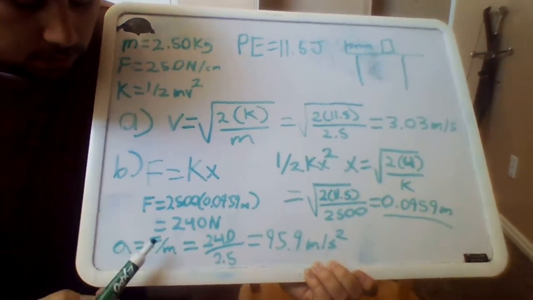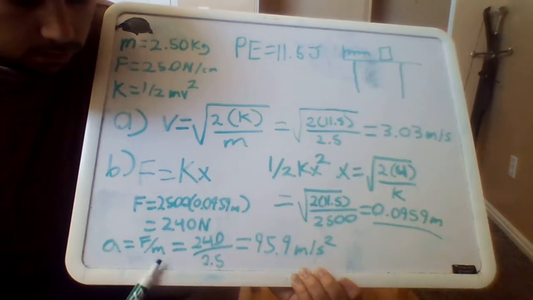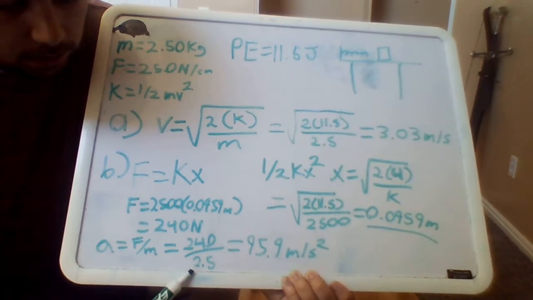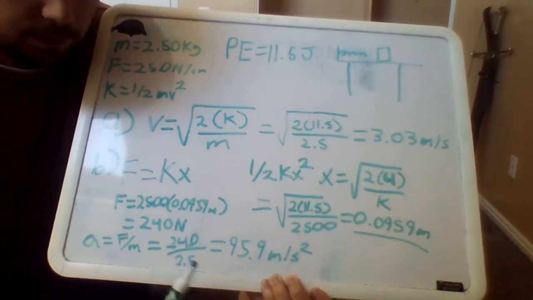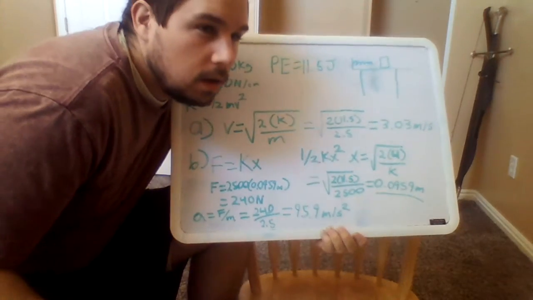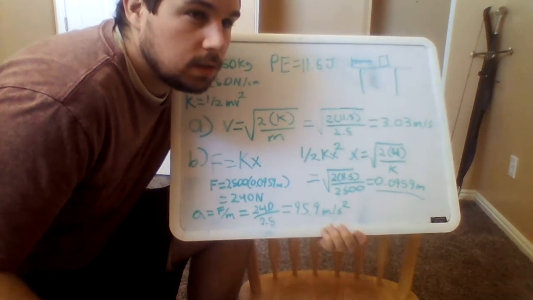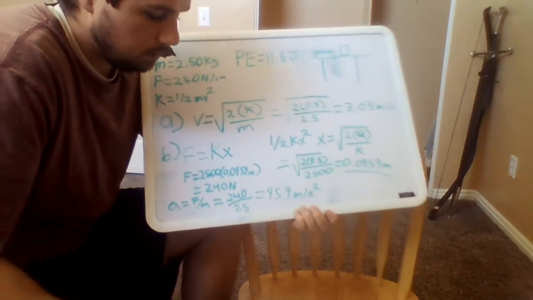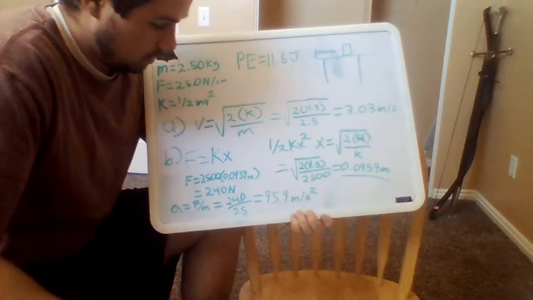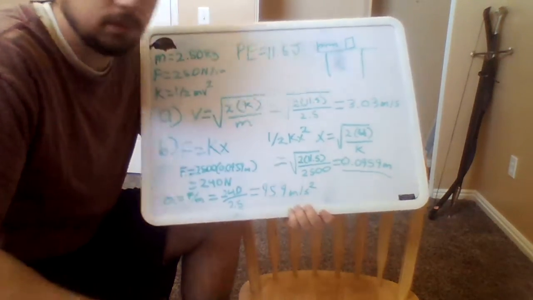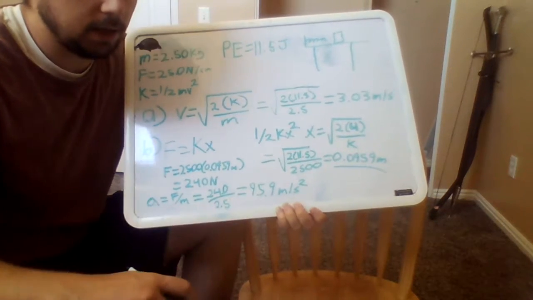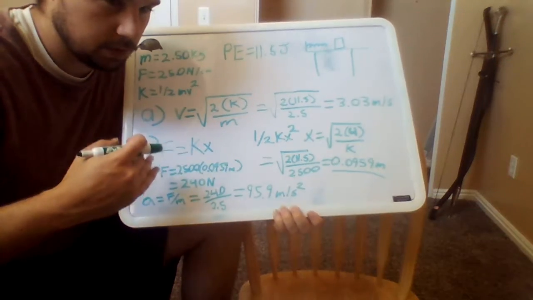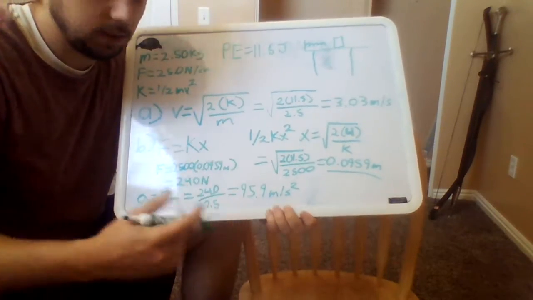So if we do that, we used F equals ma, we solved for a, so we get our 240 divided by our mass, 2.5, it gives us 95.9 meters per second squared. And that is the greatest acceleration of the mass. And that occurs as soon as the mass is released, because anytime after that, it's going to be starting to slow down. So as soon as the mass is released from the spring, that's when this acceleration occurs.